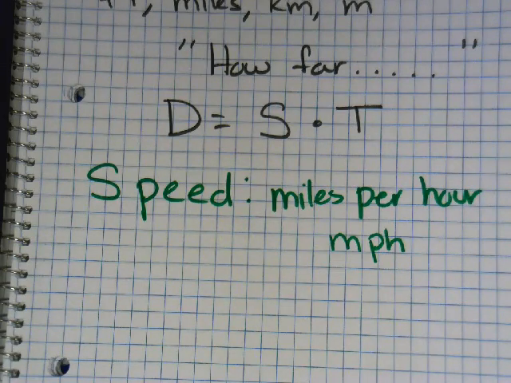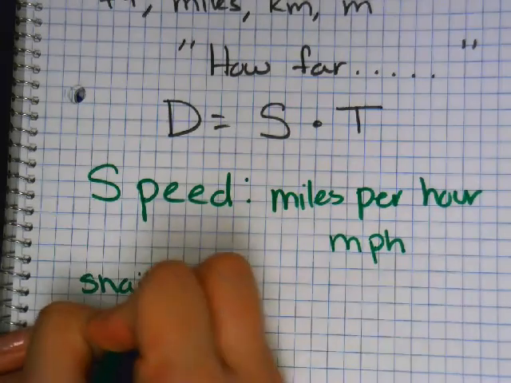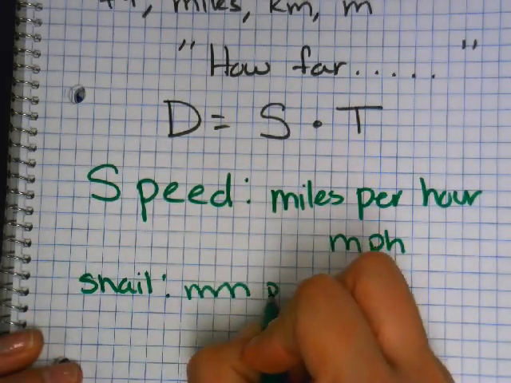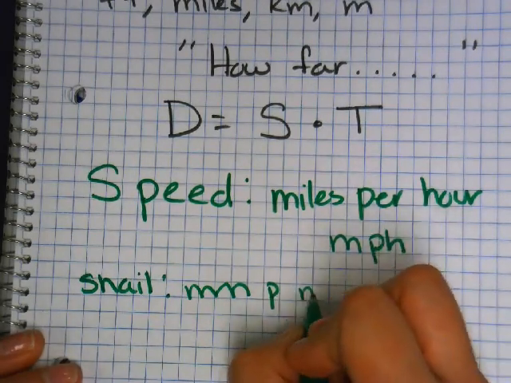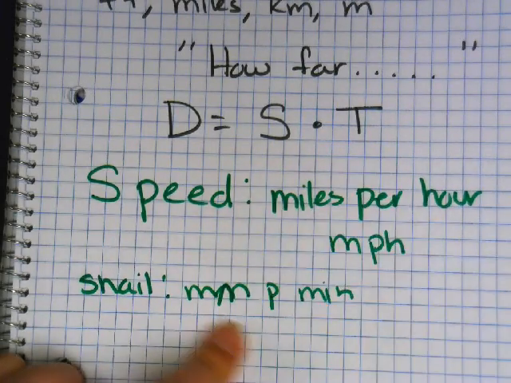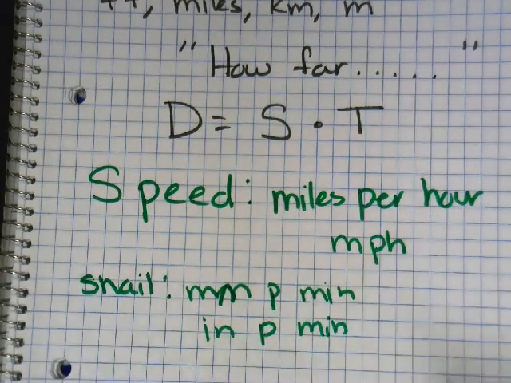Would I want to do it for a minute? 60 seconds? Yeah, it would travel a great distance. So for like a snail, I would do millimeters per minute, did we say? Yeah. That's a double M. It looks like a weird M, but whatever. Could I do inches per minute? If you want.